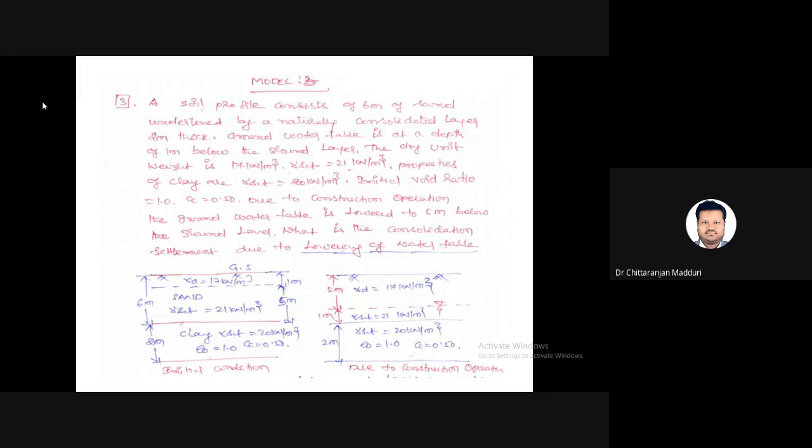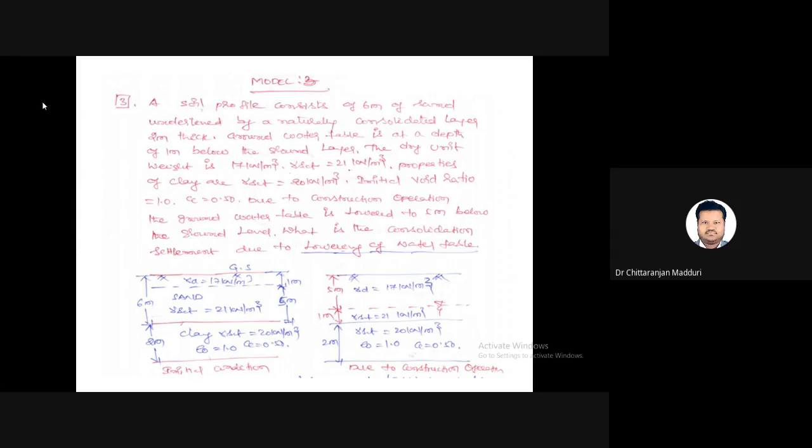A soil profile consists of 6 meters of sand, underlain by a normally consolidated clay layer 2 meters thick. Groundwater table is at a depth of 1 meter below the ground level. The dry unit weight is 17 kN per meter cube. Gamma sat equal to 21 kN per meter cube. Properties of clay are gamma sat 20 kN per meter cube, initial void ratio 1.0, compression index equal to 0.50. Due to construction operation, the groundwater table is lowered to 5 meters below the ground level. So what is the consolidation settlement due to lowering the water table?